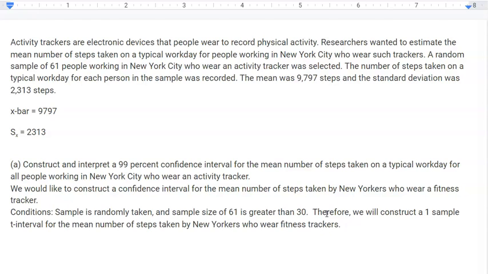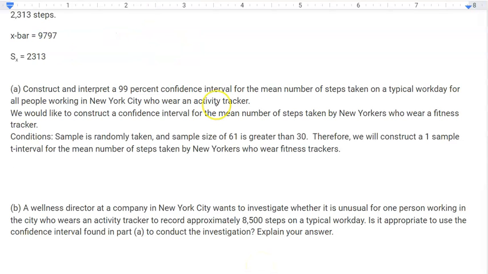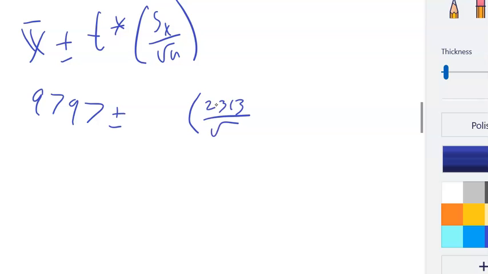So now we have to actually construct the interval. So let's pretend for a moment that we don't have the calculator at our disposal and we want to do this by hand. First, we need to keep in mind what the actual formula is for a confidence interval, for a t interval, that is. So if you recall, x bar plus or minus the critical t times the standard error, which in this case is the sample standard deviation over the square root of n, the sample size. So for this problem, x bar is 9,797, s of x is 2313 over the square root of 61. And we just have to figure out that critical t.